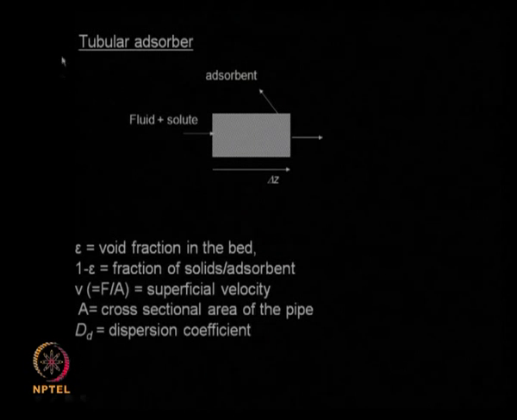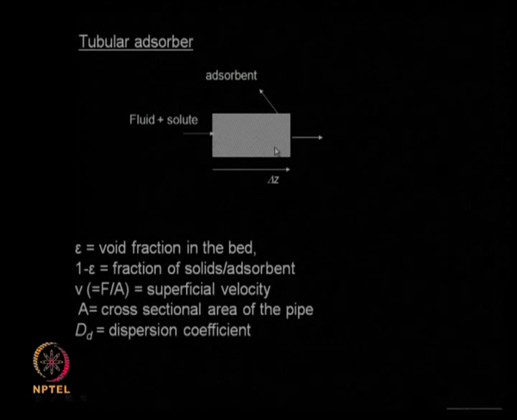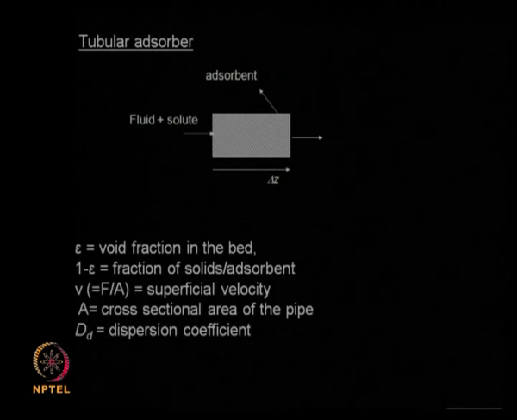Okay, suppose you take a small section of your tubular adsorber, so you are going to have the fluid entering here, fluid leaving here, and the solute is also entering, solute is also leaving. Solute is getting adsorbed in the adsorber by the adsorbent, okay. And this is of cross section A. So the velocity will be equal to flow rate divided by epsilon A, where there is also going to be some voidage, that means void fraction in the bed. So 1 minus epsilon will tell you the fraction of the solids or the adsorbent.